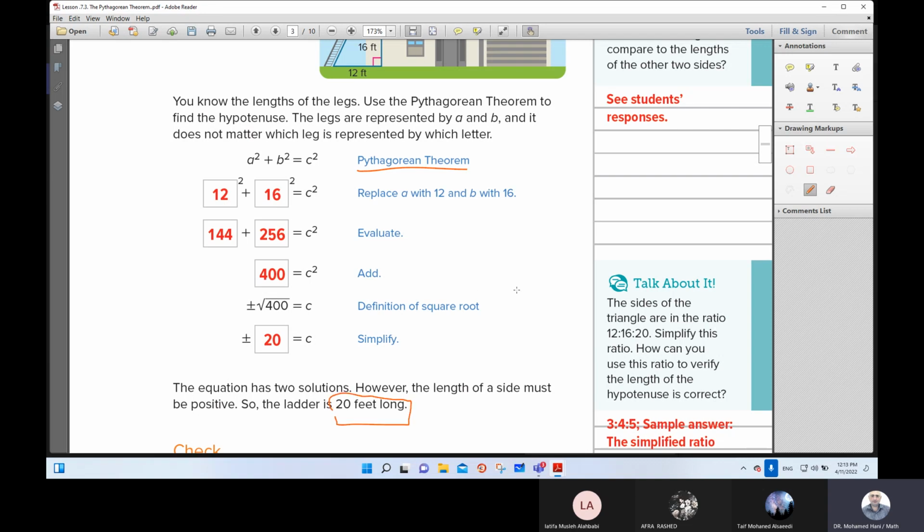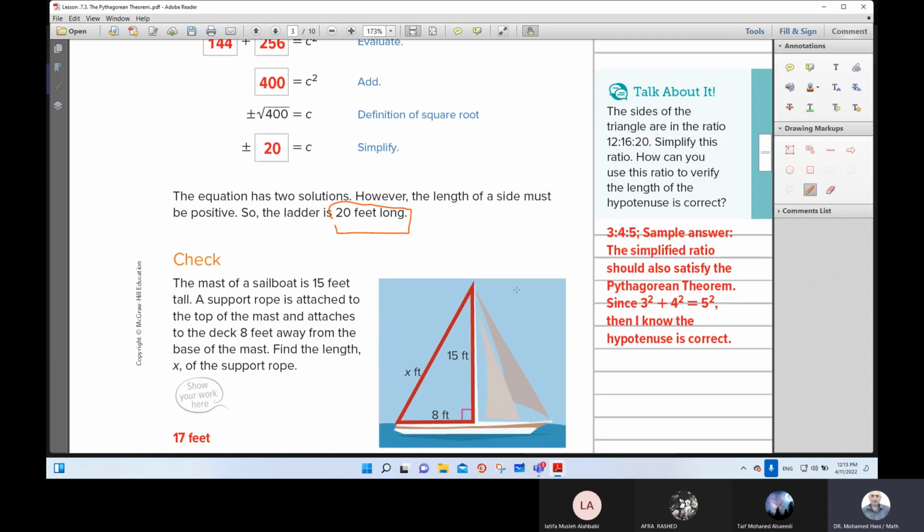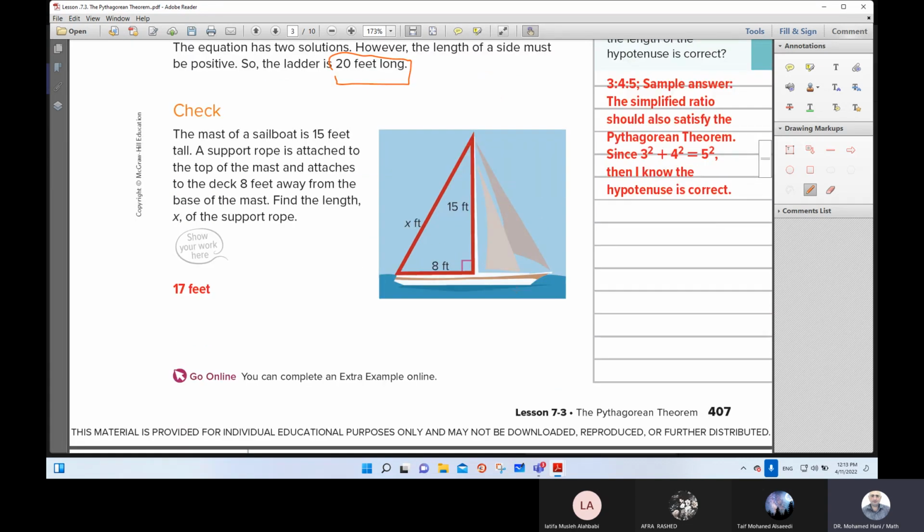Who has any question about this idea? Okay, but listen to this example.